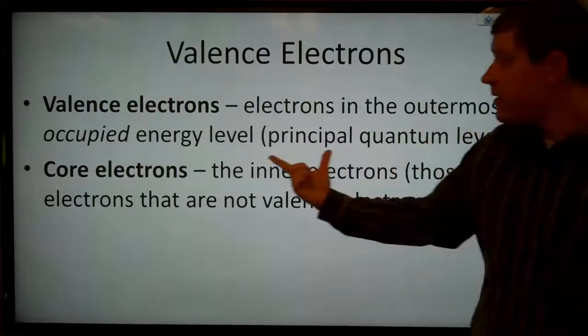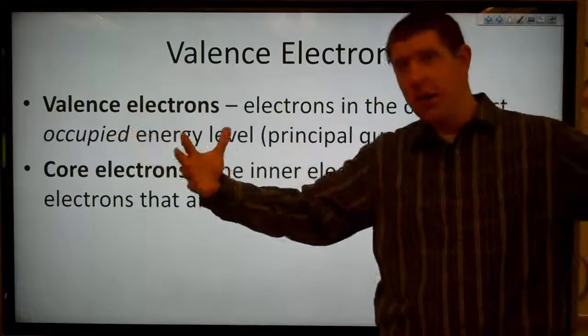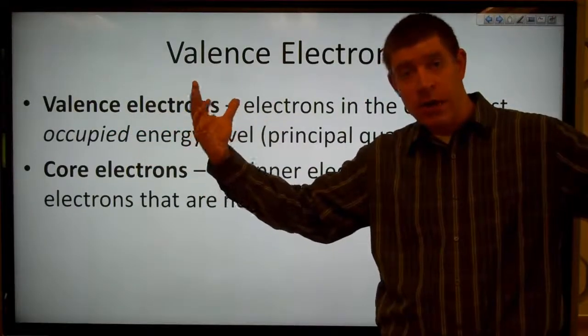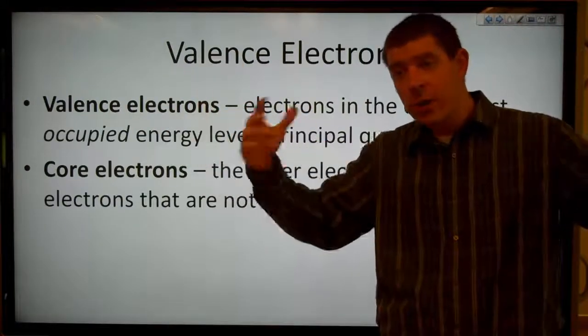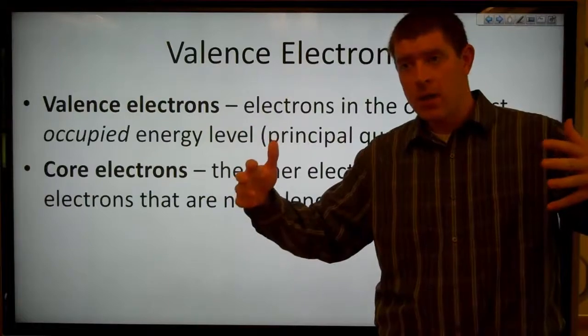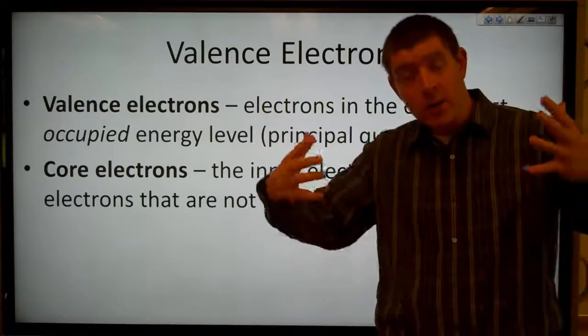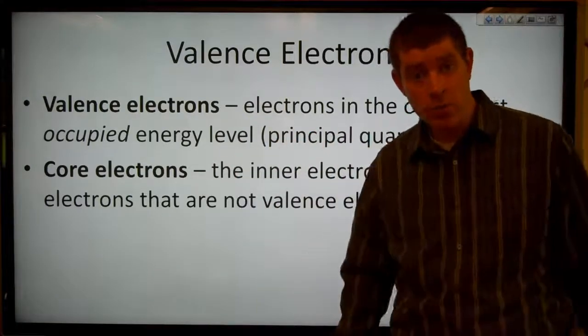But again, this is the outermost occupied energy level, because all atoms have an infinite number of energy levels. So the valence electrons occupy that outermost occupied energy level. So when we remove electrons, if we remove enough of them that now there are none left in what was the valence shell, now the valence shell is the next shell down, and now it would presumably be full.